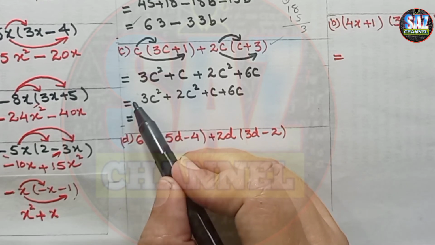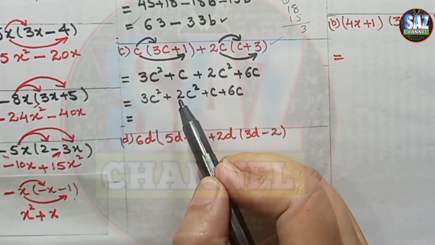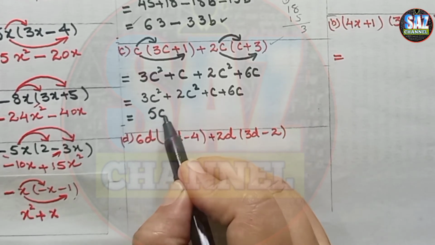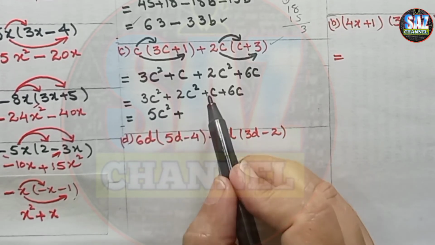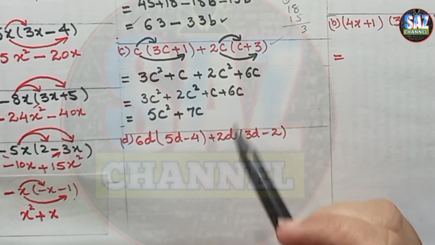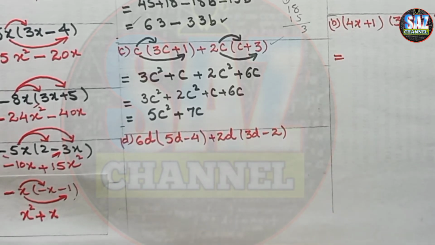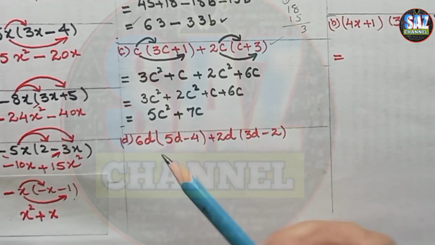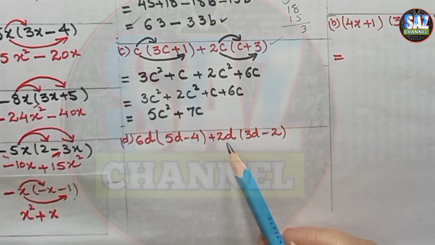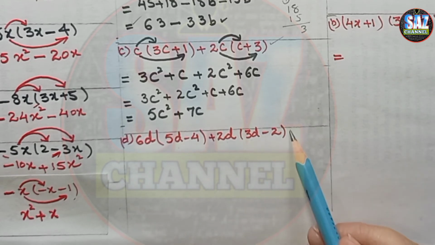Like 3 has the positive sign and 2 also has the positive sign, so we are going to add them up. 5C square plus 1C plus 6C, that is 7C. Okay, really easy question. Let me move to the next question, and the next question is 6D into 5D minus 4 plus 2D into 3D minus 2.